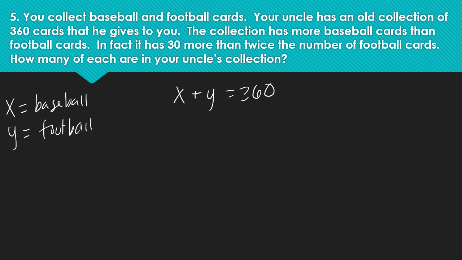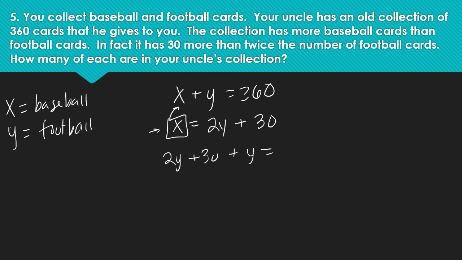Alright, so in total you have x plus y equals 360, and then it tells you the collection has more baseball cards than football cards. In fact, baseball cards is 30 more than twice the number of football. So it's twice the number of footballs plus 30 more. So this problem already sets itself up for substitution. So I'm going to substitute in for x, and that gives me 2y plus 30 plus y equals 360. That gives me 3y plus 30 equals 360.